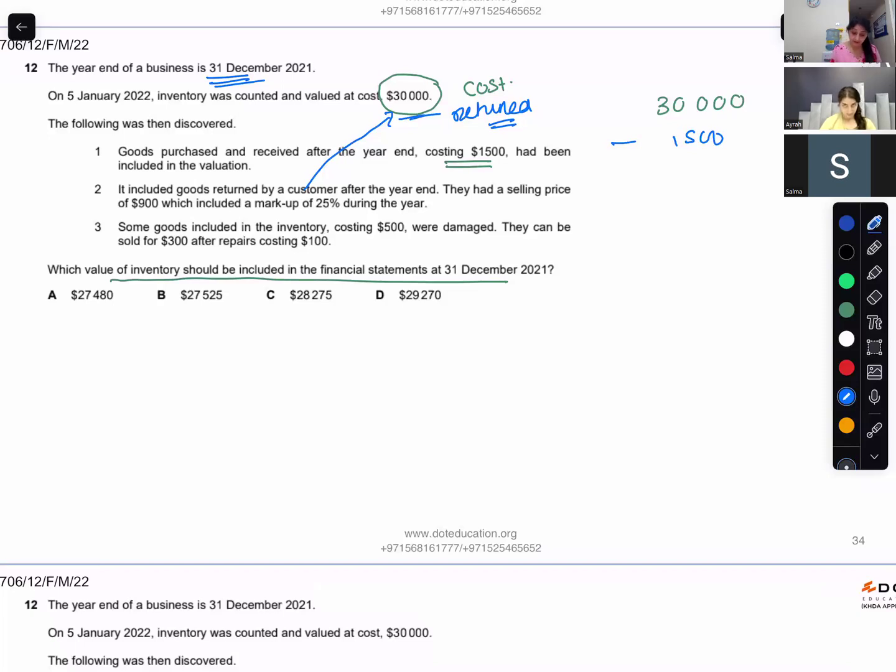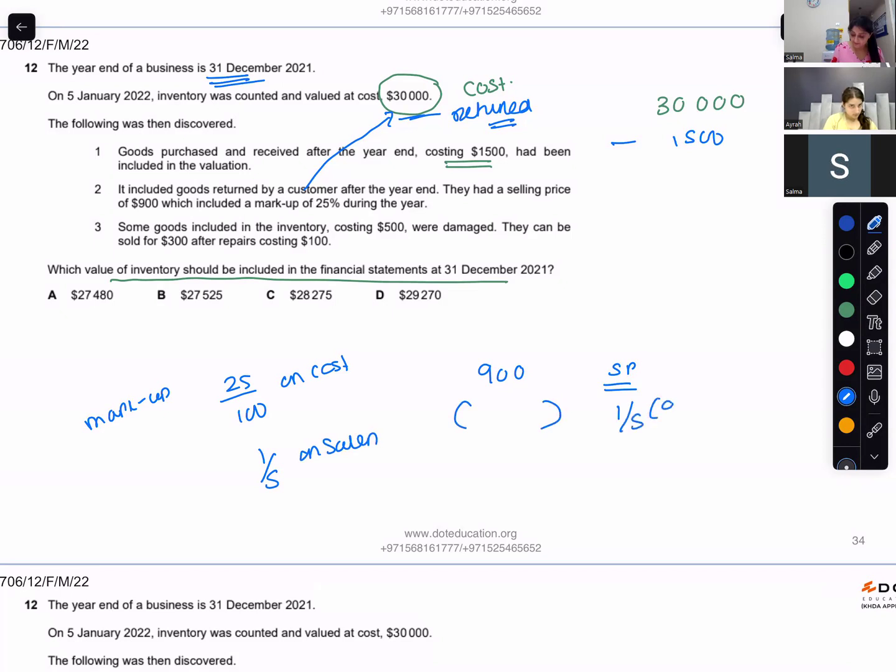So 900 was the selling price. 900 into 1 upon 5, because markup is 1 upon 4, so it'll be 1 upon 5 on sales. So what is the profit that is included in this? 180. So what is the cost of the goods? 720. So 720 you have to minus, because it was not a part of closing inventory at the year end.